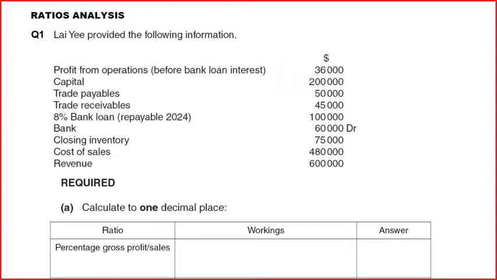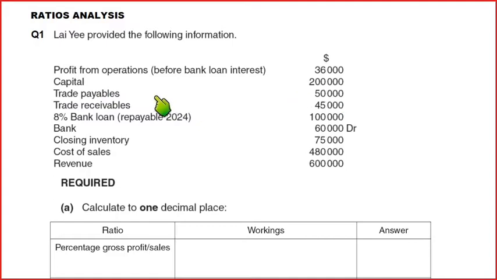So normally we are given profit after interest, that is profit for the year. If profit specifically mentions that it is before interest, or it says that it is profit from operations or operating profit, so this is before interest, we need to deduct interest first in order to get profit for the year, that is net profit. Then we have capital figure 200,000.